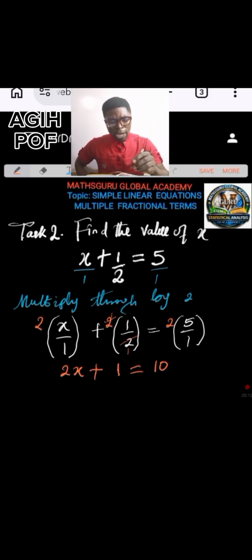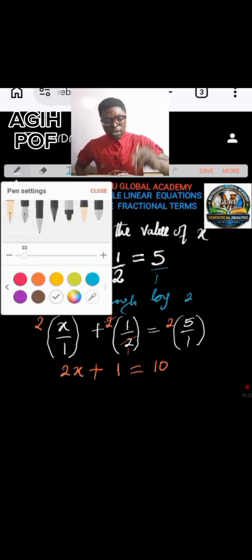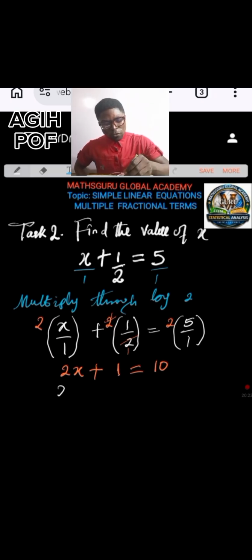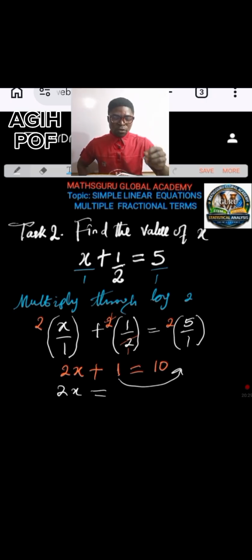In this case, we have to collect the like terms. How do we do that? Quickly, we have 2x equal to, remember, we are moving 1 to the other side of the equation. And since it's positive 1, we are going to have negative 1 at the other side. So minus 1. So this will give us 2x equal to 9.